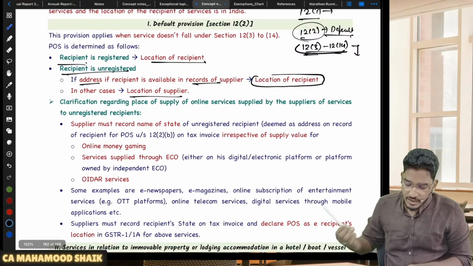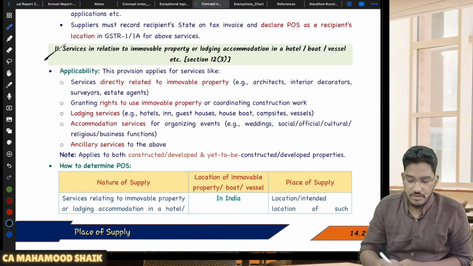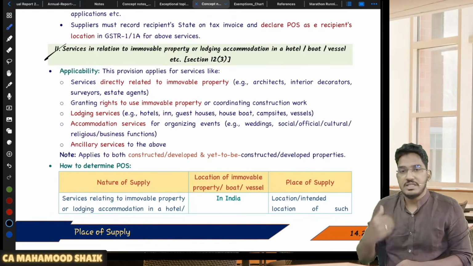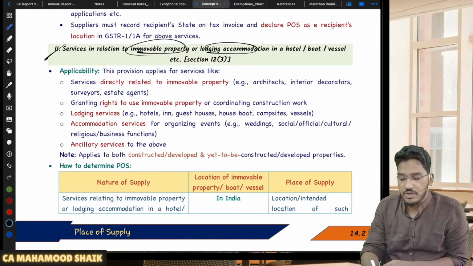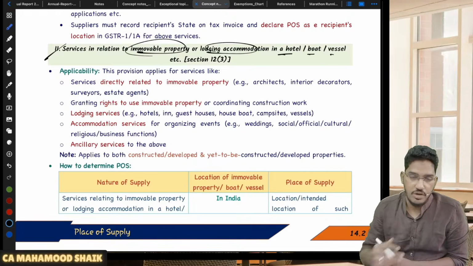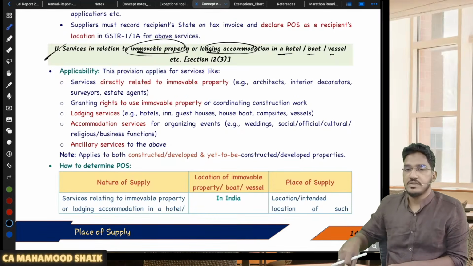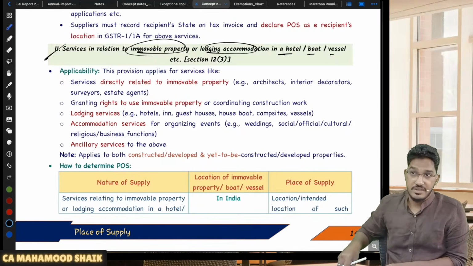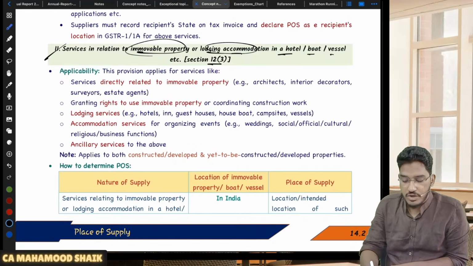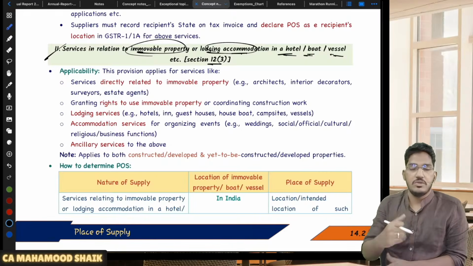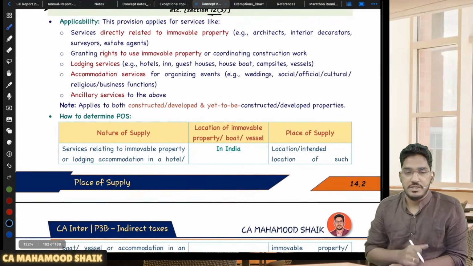Now coming to the next specific clauses. So this is regarding the general clause. Now we will talk about the specific clauses. 12 subsection 3 talks about services in relation to immobile property or lodging, accommodation in a hotel, boat or vessel, etc. Services in relation to immobile property, like construction services, architect services, interior designing services, real estate agent services, all get covered under 12 subsection 3. Or lodging or accommodation in a hotel, boat, vessel, these are also covered under 12 subsection 3. Now what does 12 subsection 3 say? What is the place of supply?